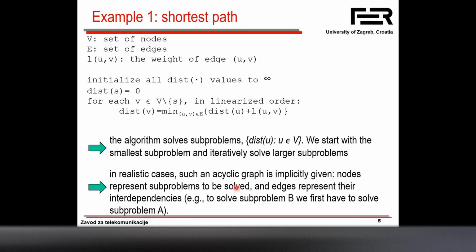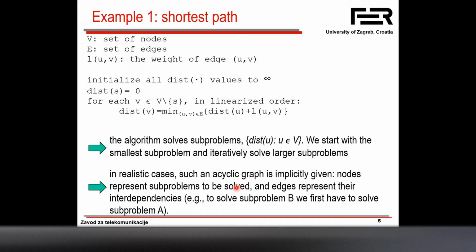In realistic cases, such a directed acyclic graph is actually implicitly given. These nodes themselves represent the sub-problems that we're trying to solve. The edges represent their interdependency. So if we have to solve sub-problem B first in order to solve sub-problem A, then we have an edge between B and A. So this notion of a directed acyclic graph, which can then be linearized and solved from left to right, is a good example of how we can solve these different sub-problems.